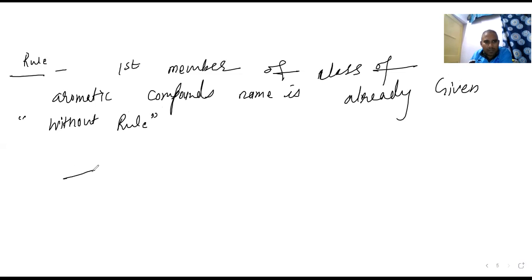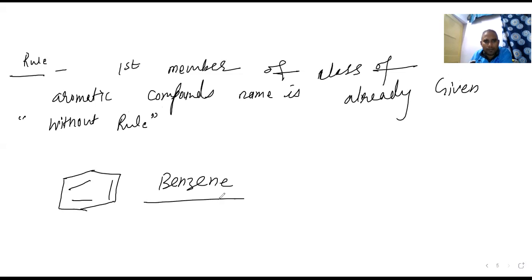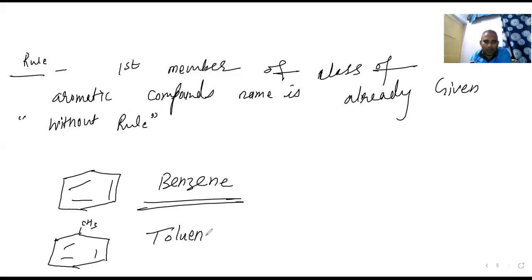What are these compounds? Suppose this is there, then this is what I told you just now, known as benzene. Now another member, if you are going for this one: if you are adding CH3 on this, this is known as toluene. Toluene. Now this is two members I already wrote.